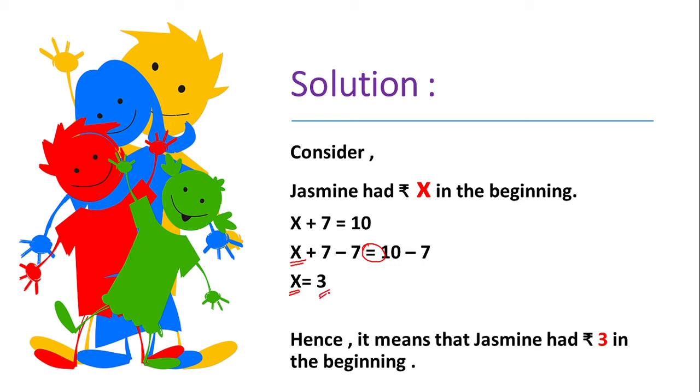So what does this mean? It means that initially Jasmine had rupees 3. So what is the value of x? The value of x is nothing but rupees 3. So in this way we can build up the equations, and also we can find its solution.